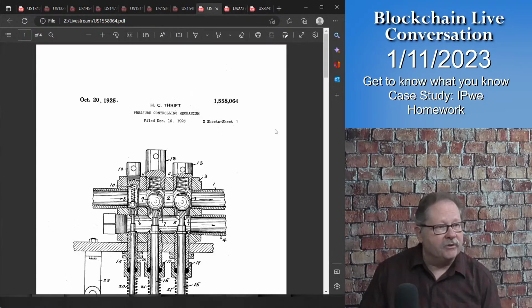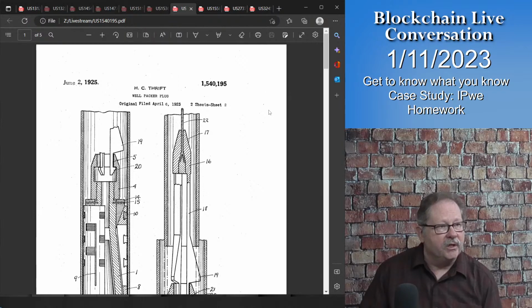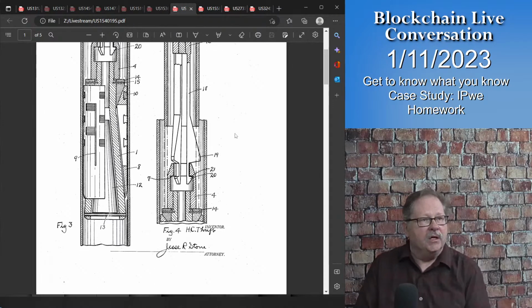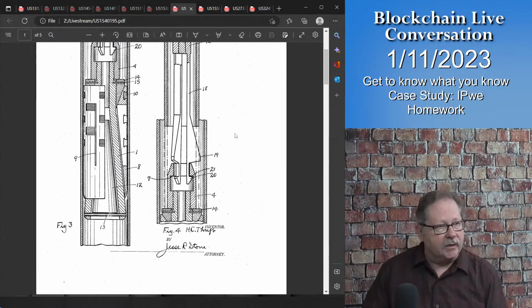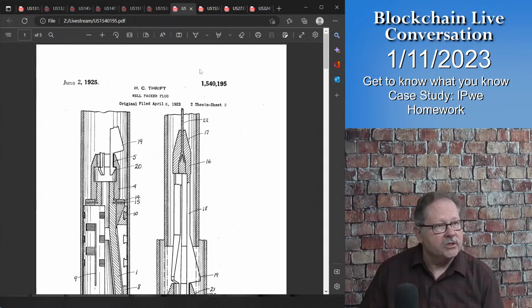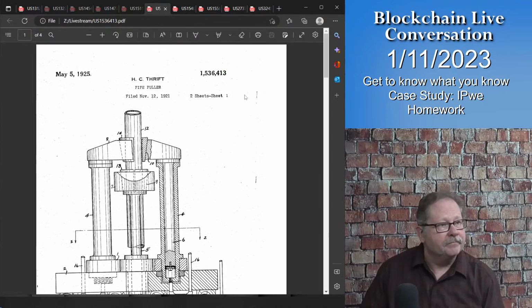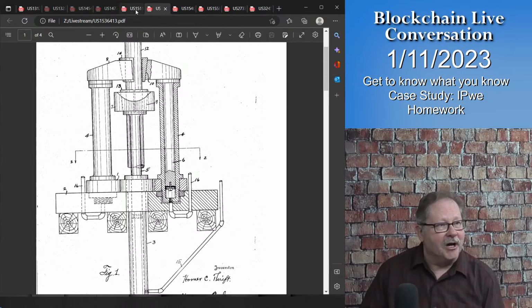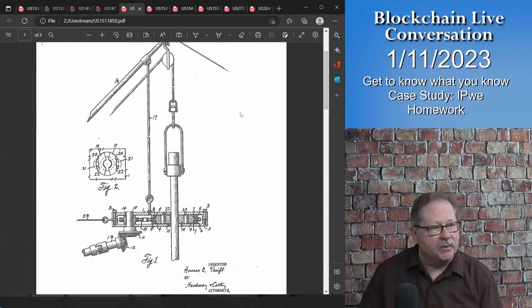So, patent after patent. Here's another HC Thrift pressure controlling mechanism, more stuff for the oil industry. And here's a well packer plug. He had a lot of inventions for the oil industry. Eventually, his business was sold to Howard Hughes when Howard Hughes wanted to get into the oil business big, and my great-grandfather wanted to retire, and his son, Griffin Thrift, didn't want to take it over, so he had moved on already. So away it went, and of course, I didn't have the option to get any money out of it. That's the way things go.